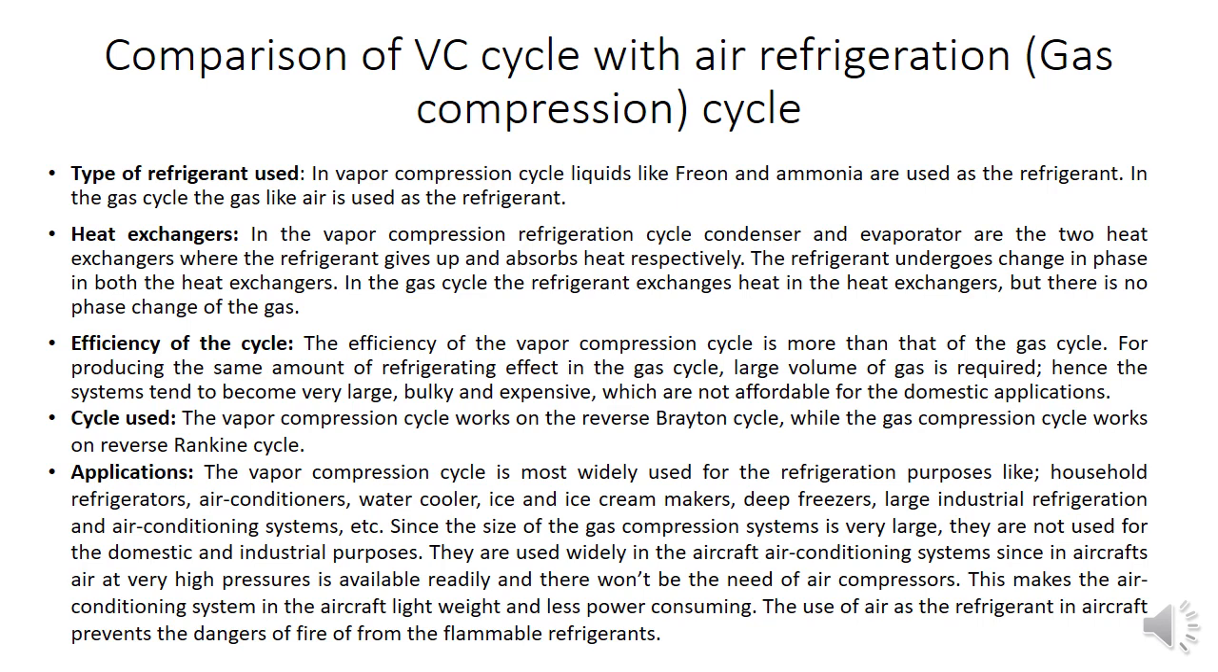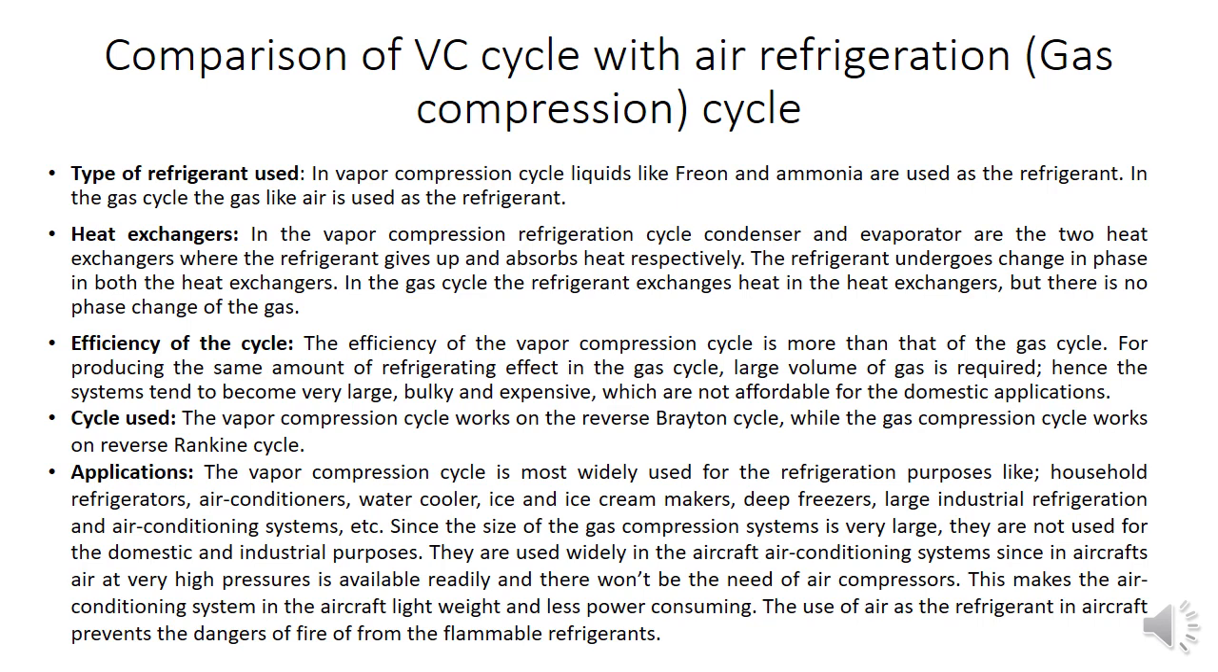Now there are two cycles, the vapor compression cycle and another cycle, which is known as gas compression. So air is the gas, therefore it is known as the air refrigeration cycle. So vapor compression and air refrigeration cycle, it is a starting point of the air refrigeration as well. So we need to understand what the difference is. First is the type of refrigerant. In the vapor compression cycle, different refrigerants or fluids like freon, ammonia, CFCs, as we have discussed, are used as a refrigerant, and in the gas cycle air is used as a refrigerant.